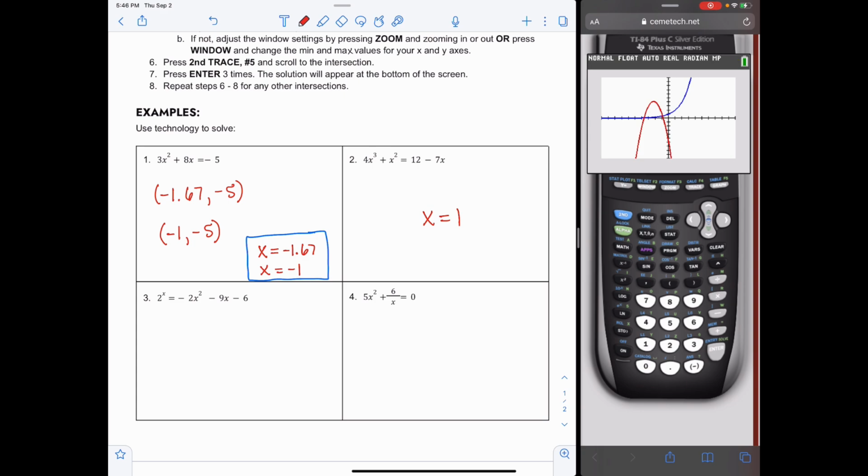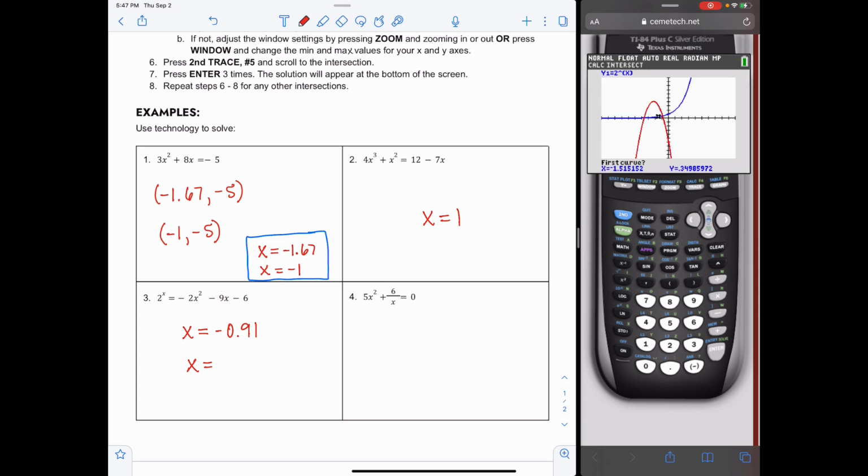As you can see here, we have 2 intersections. So I'm going to press second trace, number 5. I'm going to get as close as I can to one of them, and press enter 3 times. And I see that the intersection is stating that x can either be equal to negative 0.91 approximately, or x can be equal to, and then press second trace again, number 5.